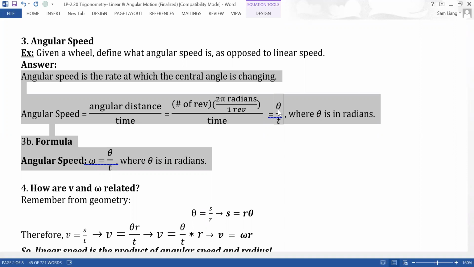All right, does anyone still need these notes? Please speak up now or type in the chat. No? Okay, I'm going to move on then. So the last set of notes is with regards to how linear speed and angular speed are related.